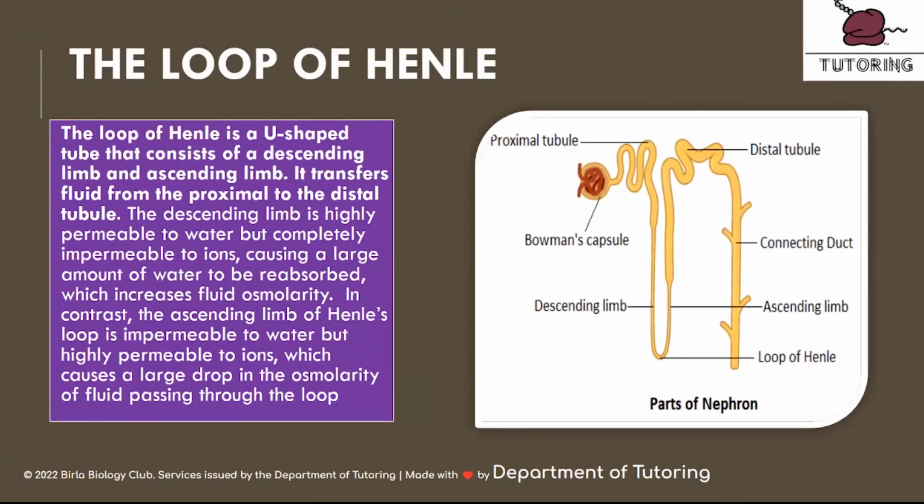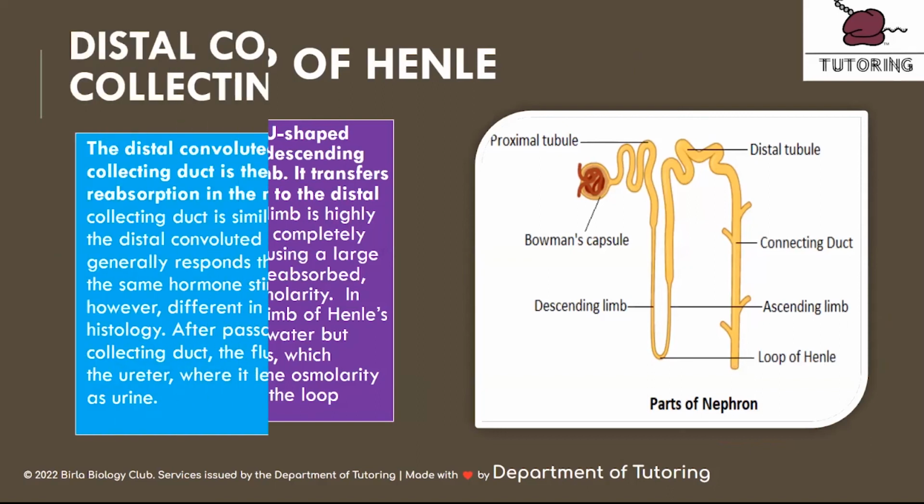The loop of Henle is a U-shaped second segment of the renal tubule which is located between the proximal and the distal convoluted tubules. It plays a role in the transportation of ions, water, and the concentration of urine. It, along with the collecting ducts, are major sites of facultative water reabsorption.